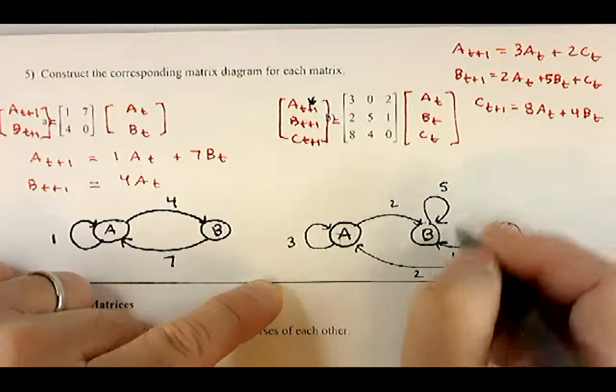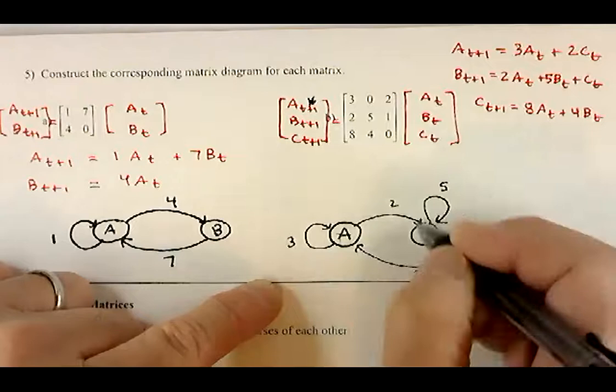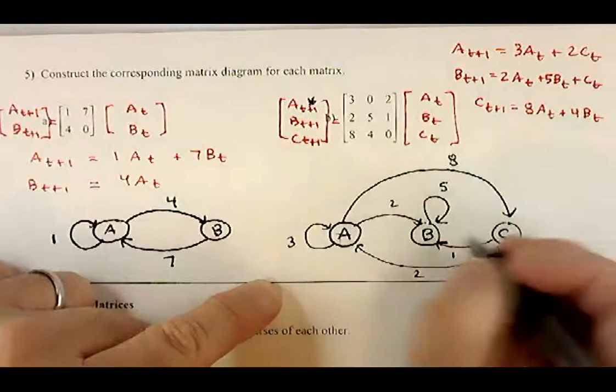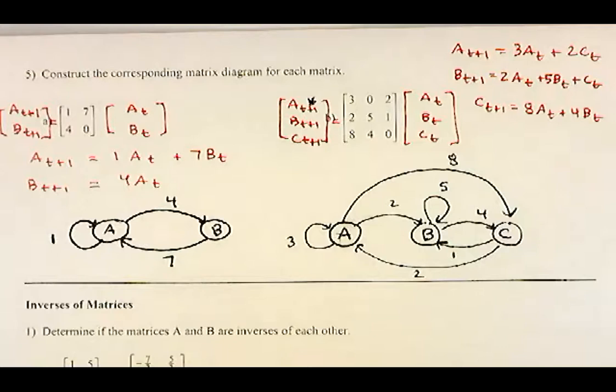However you can, there's no real way like where I put this, you know, coming back, wherever it fits, right? As long as you draw an arrow. So C is getting 8 from A. So I'll have that coming this way. And 4 from B. So your matrix diagram would look something like that.